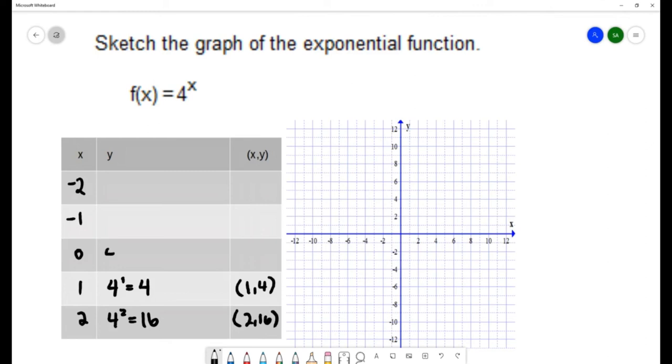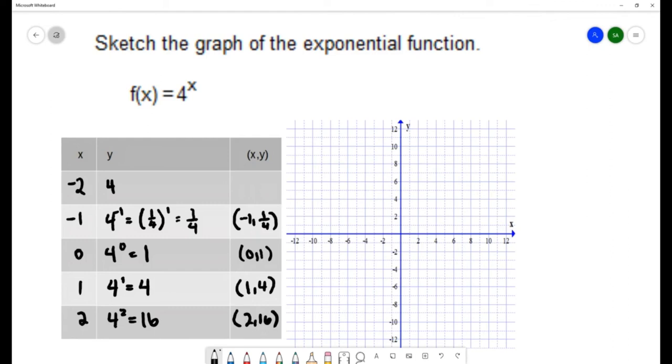We have 4 to the 0 power, and 4 to the 0 power is 1. We get the ordered pair 0, 1. And we have 4 to the -1 power. And when we have a negative in the exponent, we can apply that by doing the reciprocal of the base. So we can write this as 1/4 to the first power. Applying the negative changed the base from 4 to 1/4, and 1/4 to the first power is 1/4. We get the ordered pair -1 and 1/4.